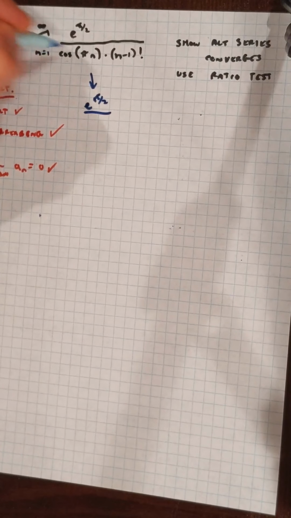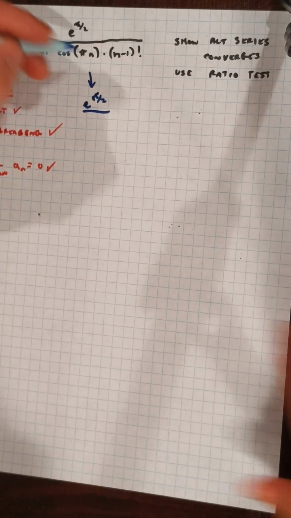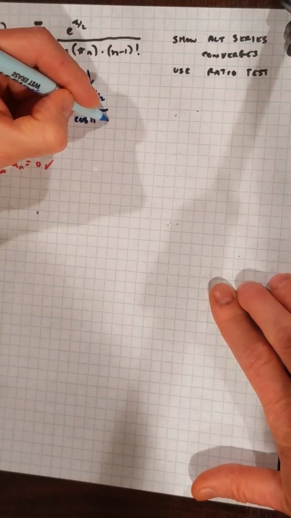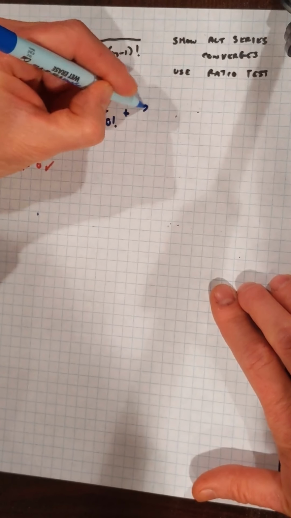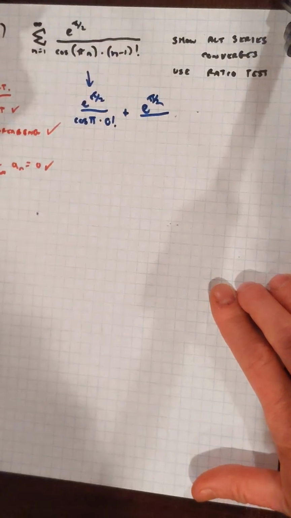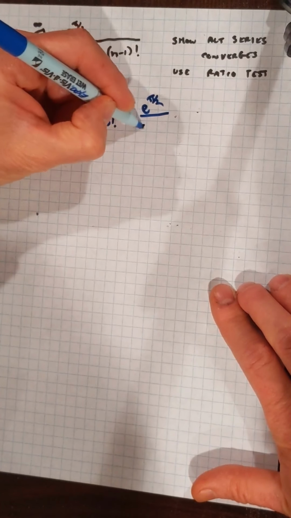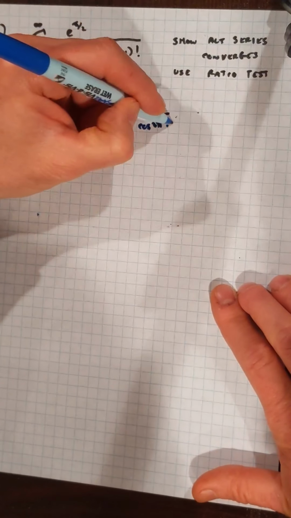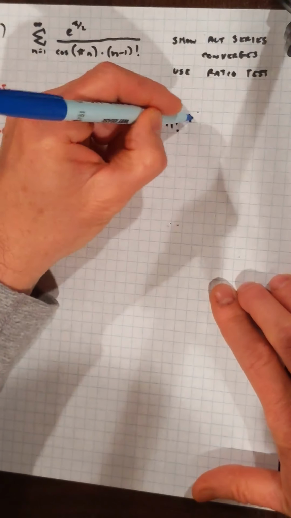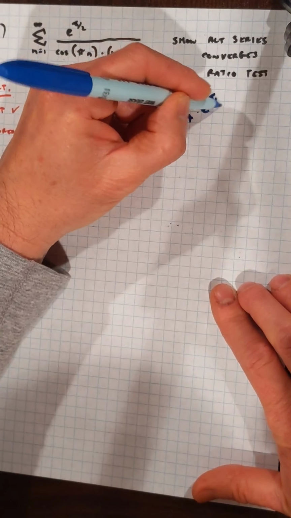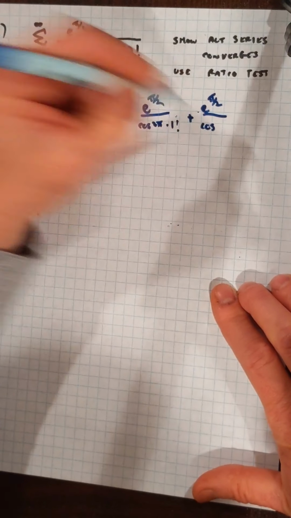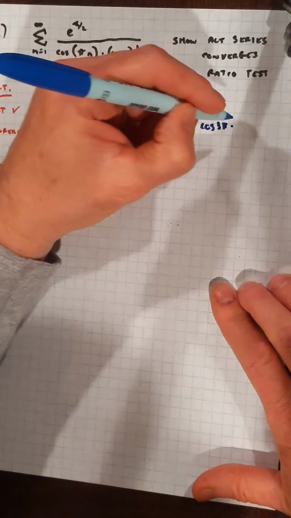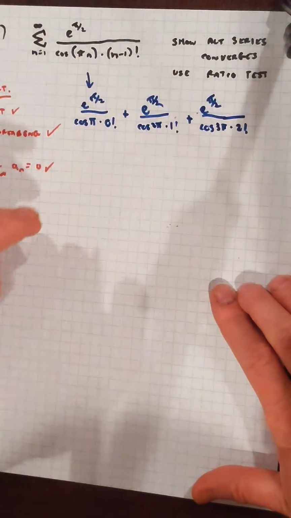And then I plug in 1 here. That gives me cosine pi times 0 factorial plus e to the pi over 2. Now I'm plugging in 2. Gives me cosine 2 pi times 1 factorial plus e pi over 2 cosine 3 pi times 2 factorial.